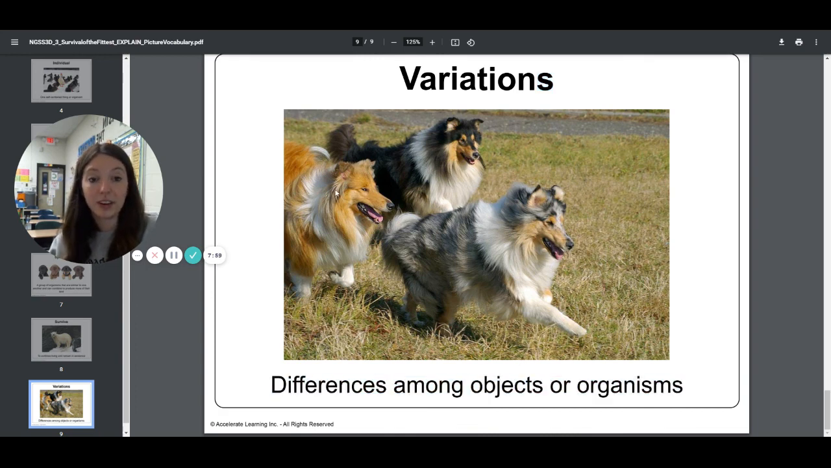So we can see that there are variations among these three dogs in regards to their fur color, right? They're different in their fur color. When we're talking about survival of the fittest, certain variations, so certain differences, will make it harder for some animals to find mates and reproduce and ultimately survive. So if they don't have good characteristics or good behaviors, those variations, those differences could result in them not being able to find a mate or potentially even dying.